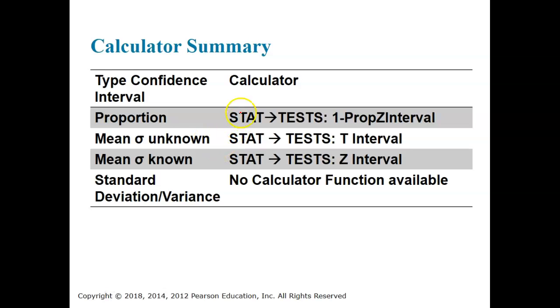So if I look at these, we already knew that for proportions, you go to 1-proportion z interval, not test, interval. For the mean with sigma unknown, you go to your t intervals. For the mean with sigma known, you're going to go to your z intervals. And there is no calculator function available for standard deviation and variance, so we're not really able to use a calculator on these. There are ways to do them. You can find apps online that you can download onto your calculator that will do them. There's just nothing preset built into your calculator. And table A4 is pretty easy, so I don't really see the need in doing that.